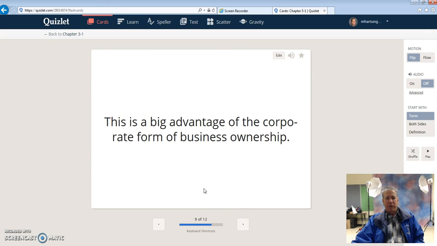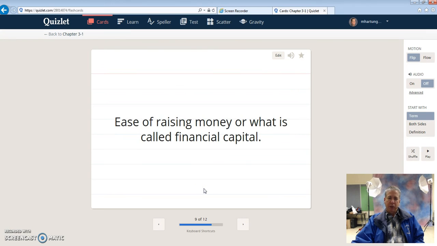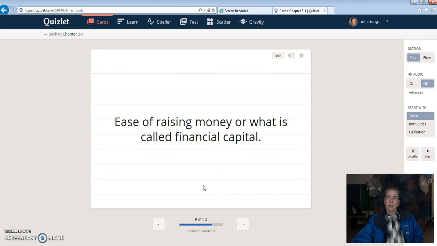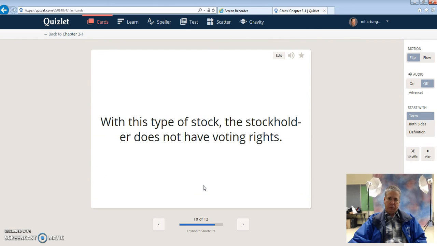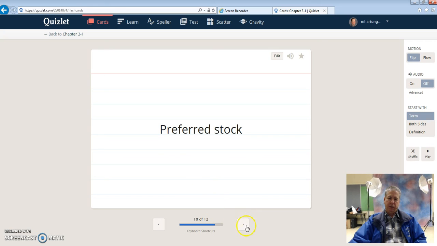This is a big advantage of the corporate form of business ownership. Ease of raising money, or what is called financial capital. And by the way, just as a preview, that is done by selling stock. There are other ways that corporations raise money, but one of the main reasons is that they sell stock within the corporation. With this type of stock, the stockholder does not have voting rights, preferred stock.